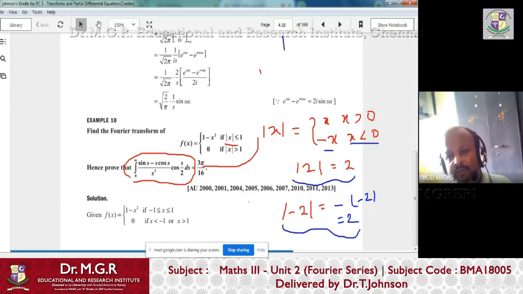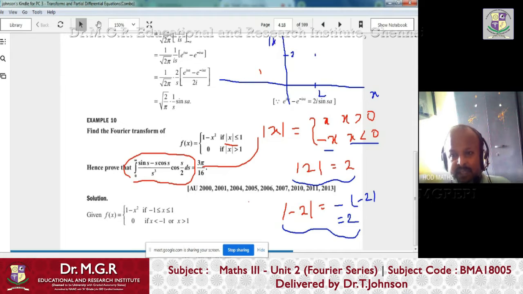If you want to draw the graph of this curve, it will be a V-shaped curve. Suppose for x equals 2, the function value is also 2, the mod x value. This is the x axis, and the y axis is nothing but the mod x axis. When x is 2, y is also 2. When x is minus 2, that time also y is 2. Whether x is positive or negative, mod x takes only positive values. So the graph of the curve looks like this, a V-shaped curve.